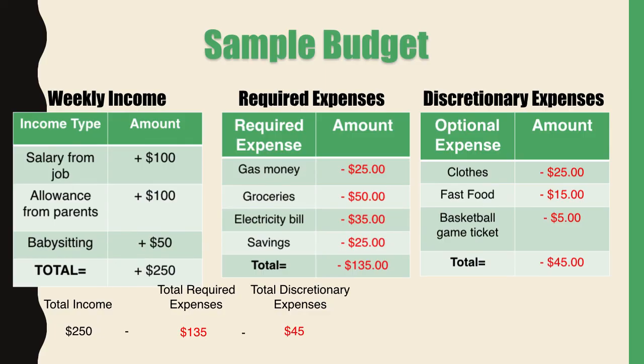Lastly, I will perform the calculations that I have listed at the bottom of this slide. I will subtract the total required and discretionary expenses from my total income to get the remaining balance of my income. This remaining balance can remain in my checking account once the income is received, or it would be beneficial to place some, if not all, of the remainder into my savings.